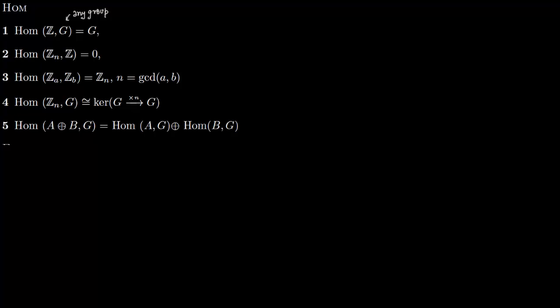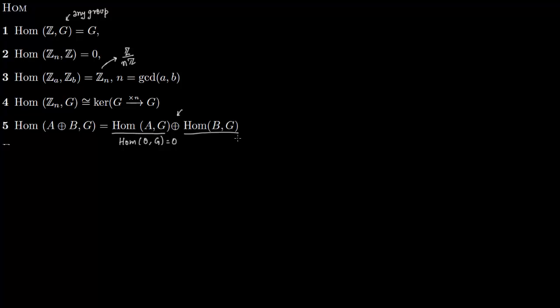And then you have Hom of a direct sum with b comma G, this is equal to Hom of a comma G direct sum Hom of b comma G. So you can immediately see that Hom of 0 comma G is 0. So we are going to use this later on. And all these properties you can find in Dummit and Foote. Now here this Zn is nothing but Z modulo nZ. So this is the Z subscript n.